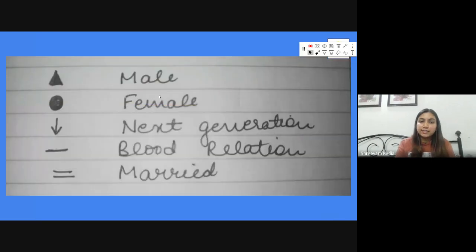So usually these are the symbols I prefer to use. You can also change these according to yours. But while I'll be solving the questions, I will be sticking to these, where I'll use a triangle for male, a circle for female, a downward arrow for denoting the next generation, a line for blood relations, and an equal to sign for a married couple. Okay, so this is just for reference, really. You can change it based on your convenience.